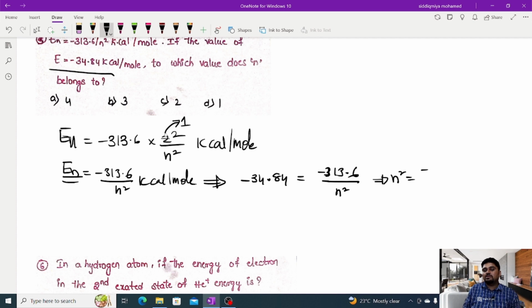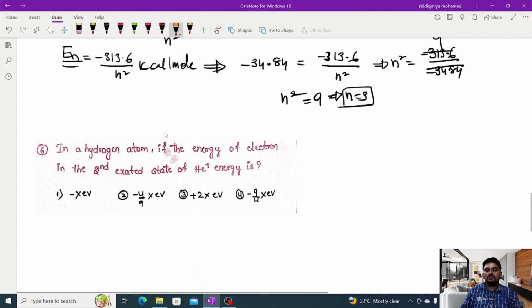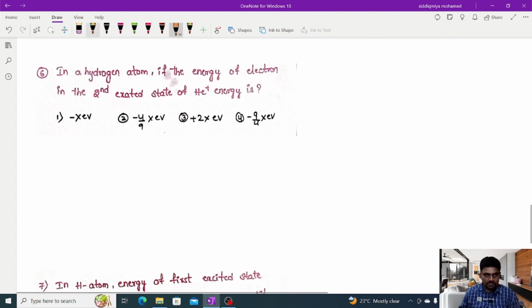n square is equal to minus 313.6 by minus 34.84. So here n square you will get nearly 9. Then n is equal to 3 is the answer. Okay, here n is 3. And next question, the sixth one, we'll see.